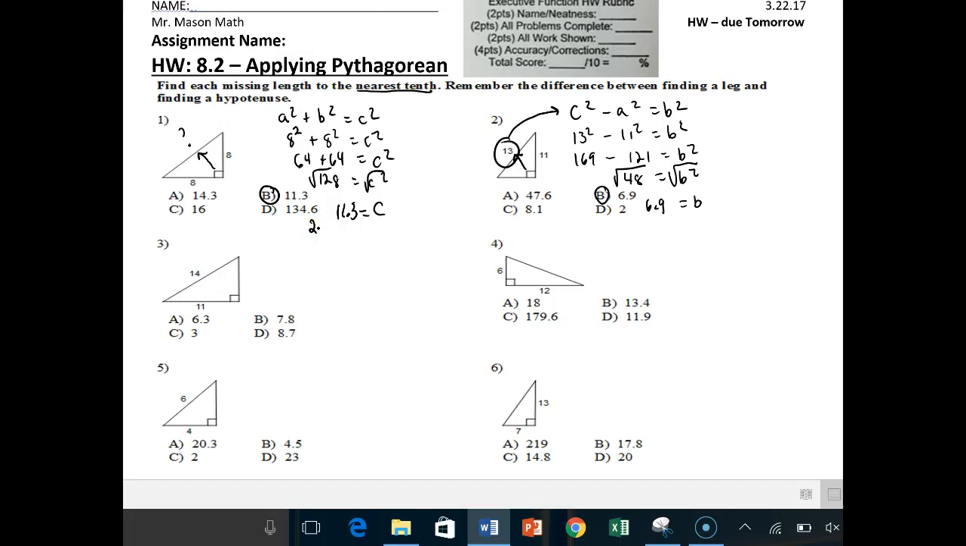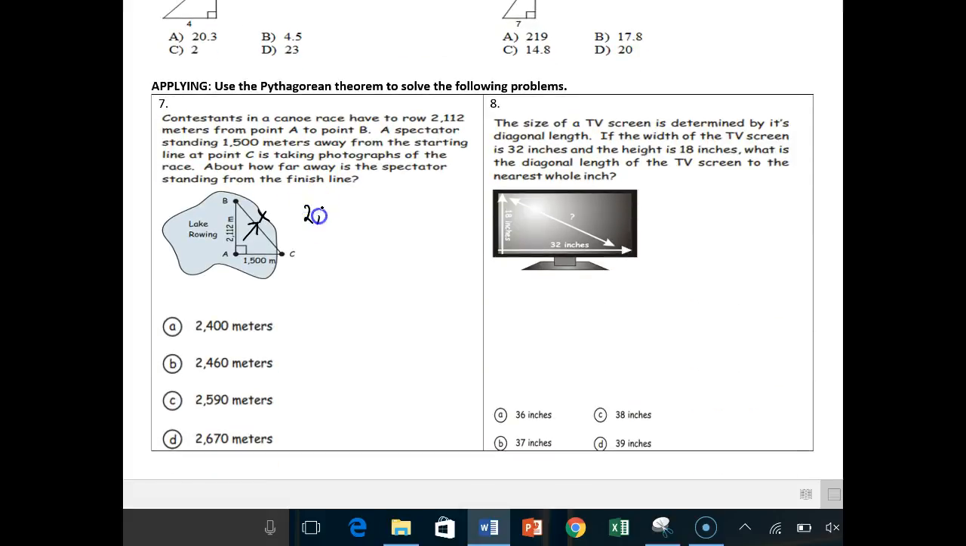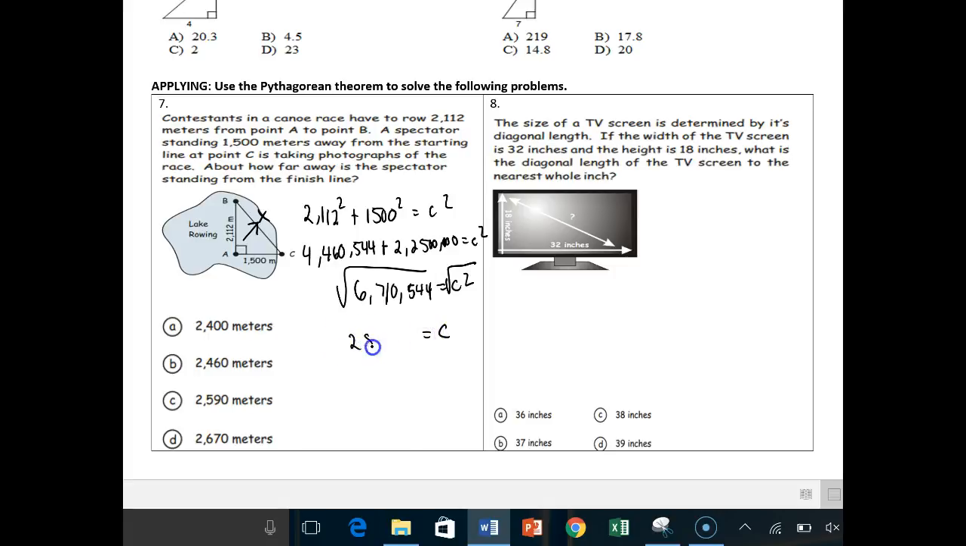We're going to do 2,112 squared plus 1,500 squared is equal to c squared. That's 4,460,544 plus 2,250,000 is equal to c squared. And that gives you 6,710,544 is equal to c squared. Take the square root. C is equal to 2,590 meters. So C is your answer.